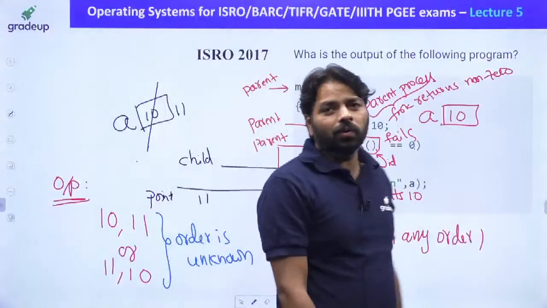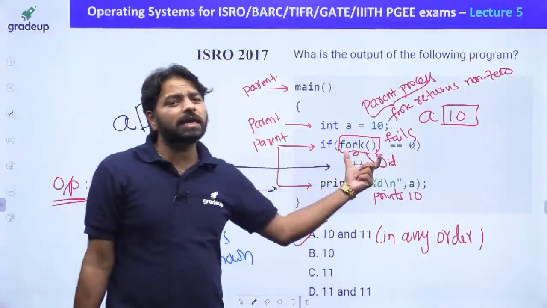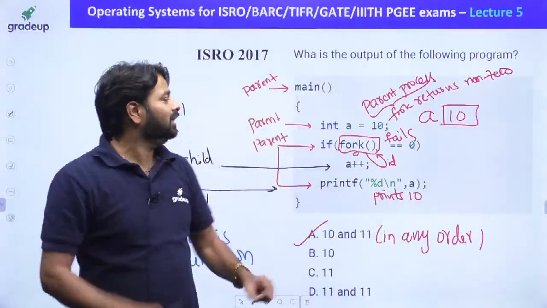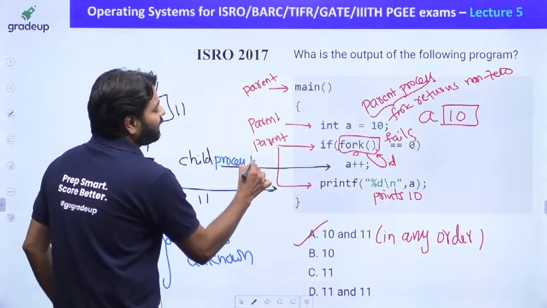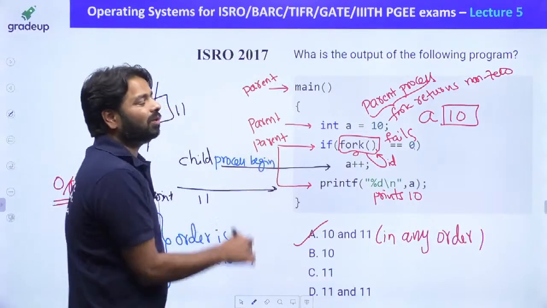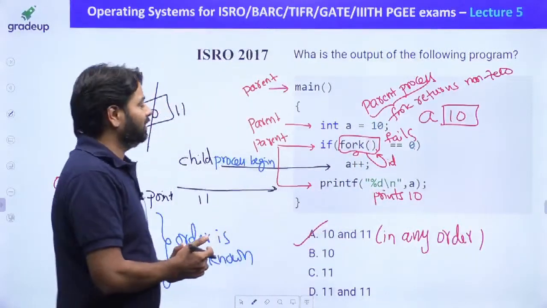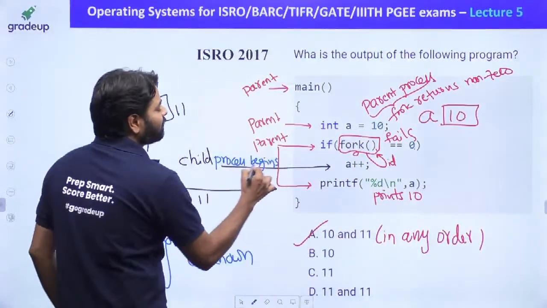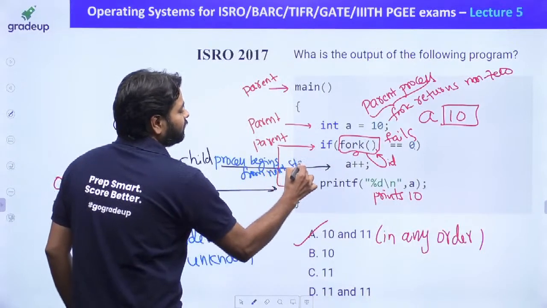Order is unknown. Come on, it's very simple. When the fork statement is executed by the parent, the child process begins from the next statement. So it doesn't know it should check true or false, because it is not going to start from there. Child process begins from the next statement. Which is the next statement? That is A++.